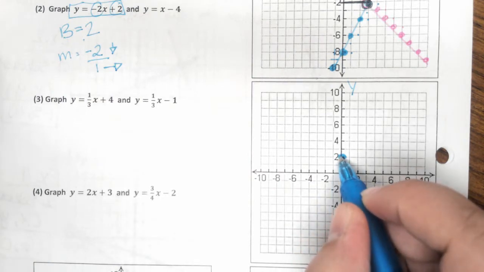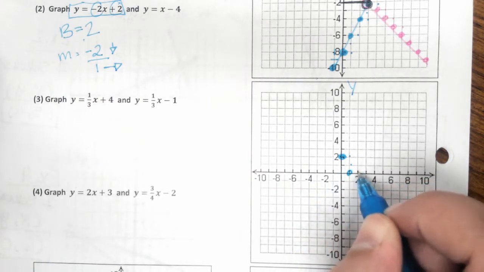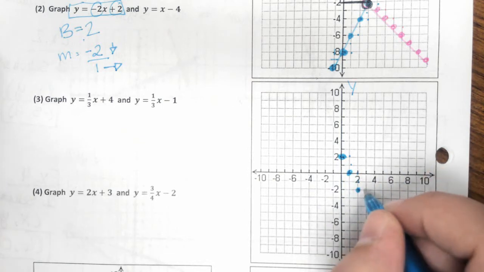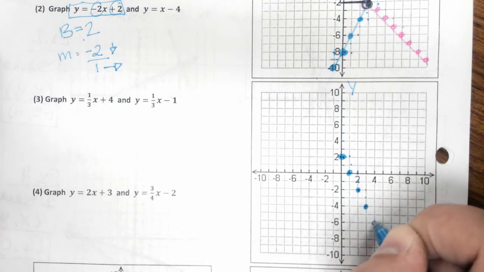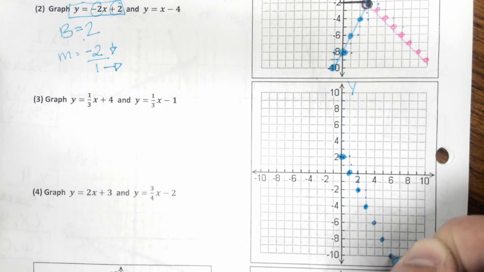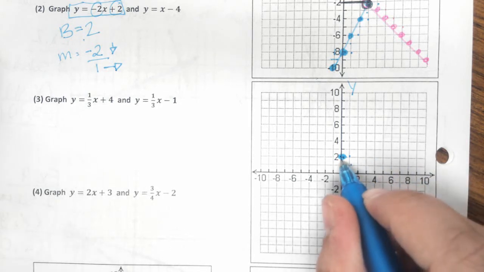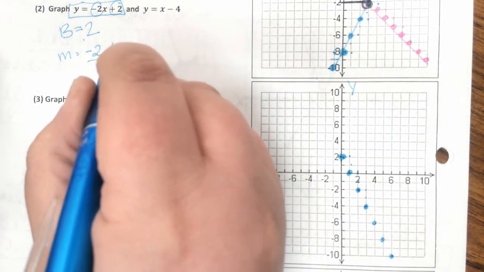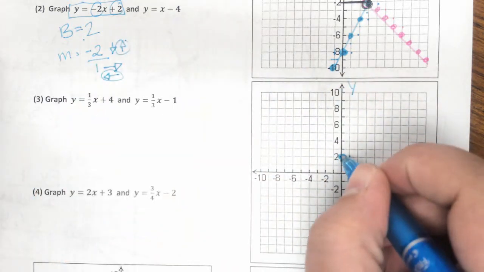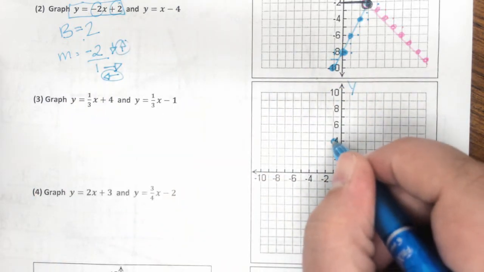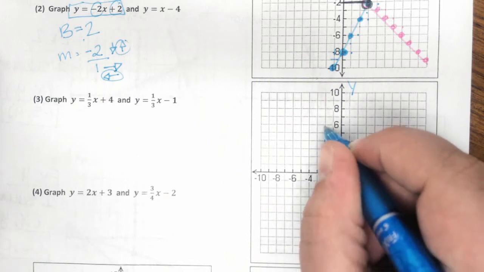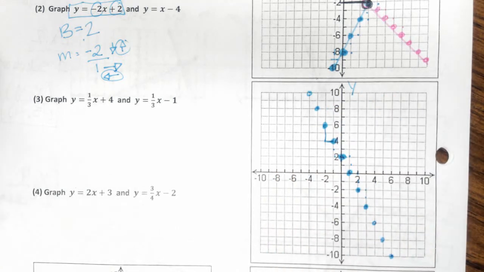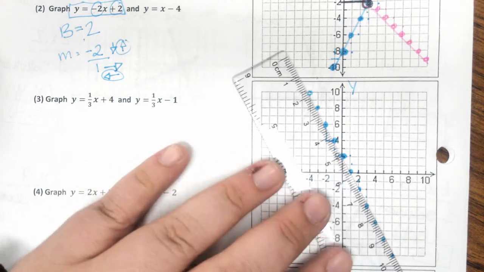So from that ordered pair, we're going right once and down twice. From that new point, right once and down twice, and we keep going right once and down twice until we're out of room. Then we go back to the beginning and go backwards. Instead of right once, we're going to go left once, and instead of down 2, we're going to go up 2. Left once and up 2 times, and from that new ordered pair, left once and up twice, and you keep doing that until you're out of room. Now you can connect all of those dots to make the line.